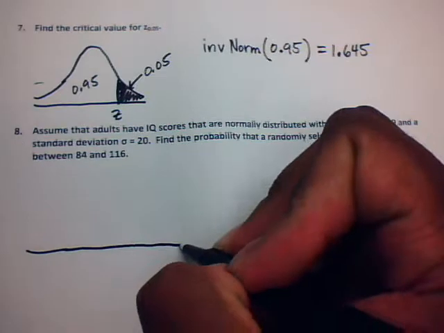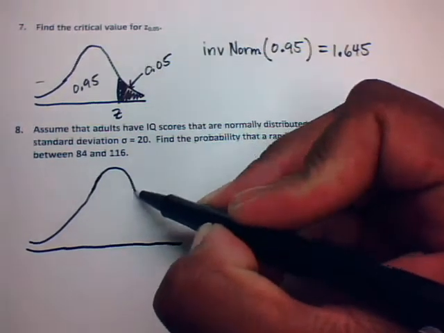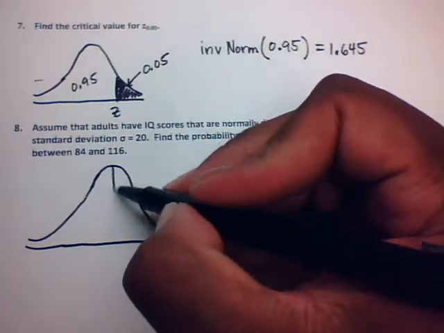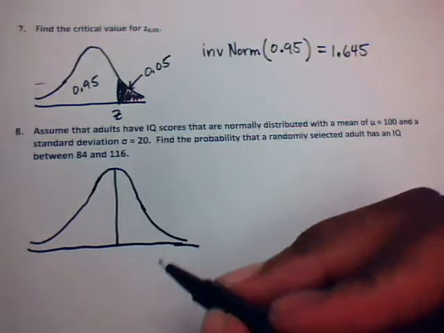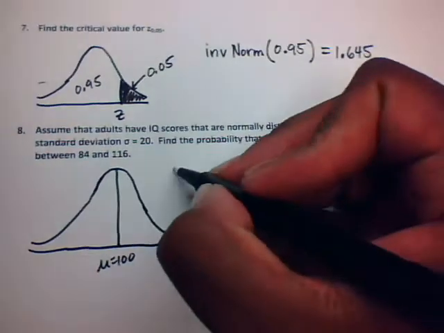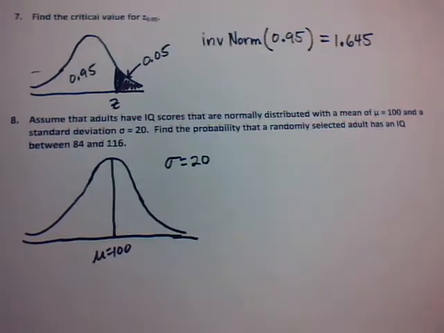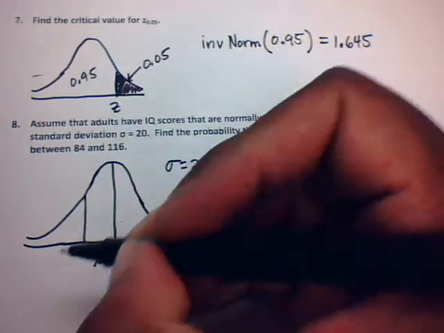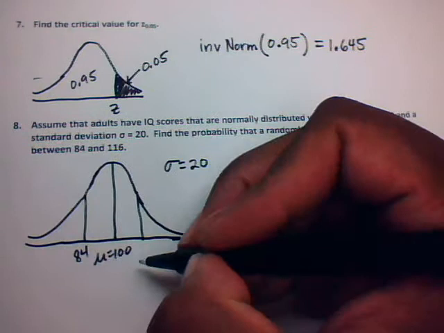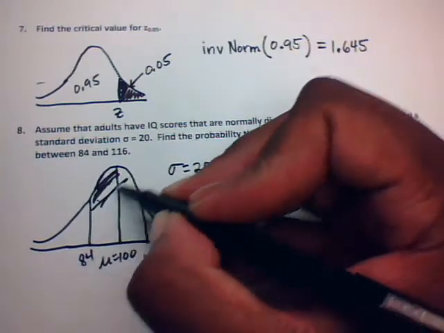So here's what the normal curve will look like. And here the mean is 100. So here, this is where mu is. That's 100. And we know our standard deviation is 20. Okay, 84 is to the left of 100. So we're going to mark off 84 right here. 116 is to the right of 100. So here's 116. We want this shaded area in between those two.